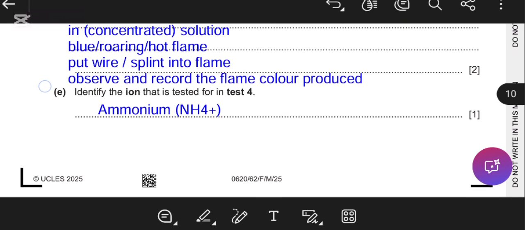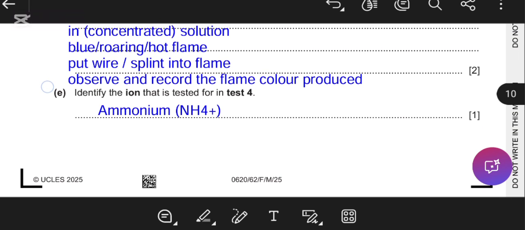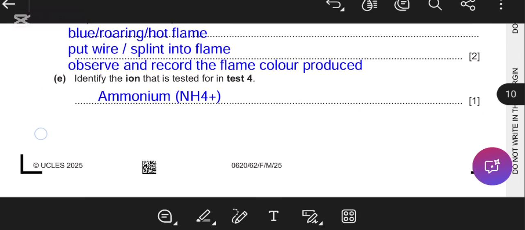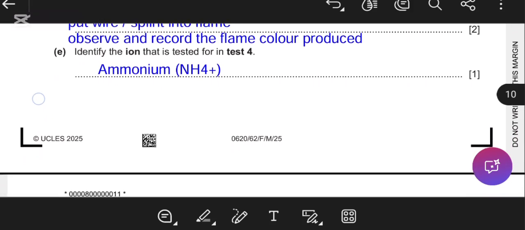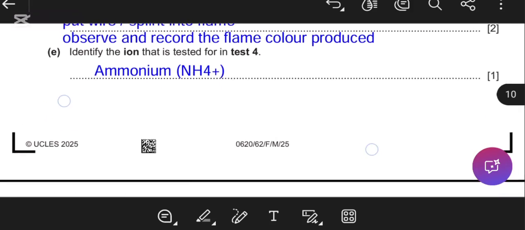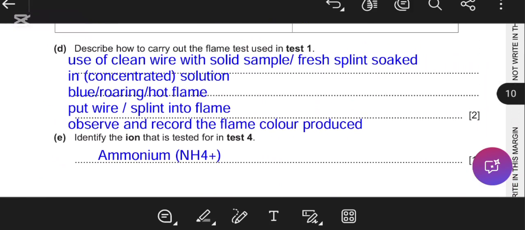Then you put it in the blue roaring hot flame. You can write any of these 3 words, and then you put the wire into the flame, and then you observe and record the flame color produced. So make sure you know all these steps.